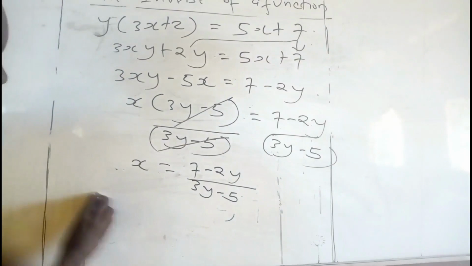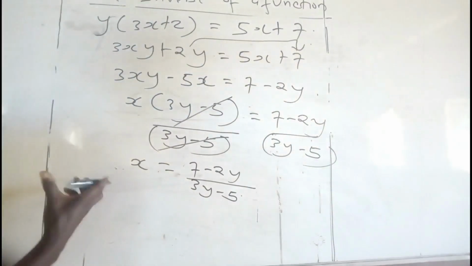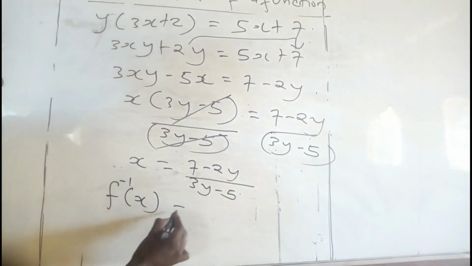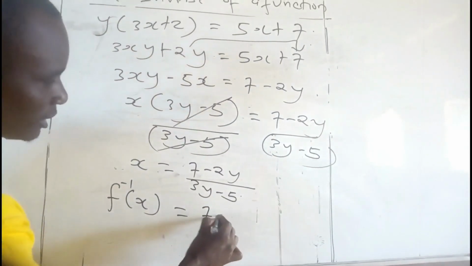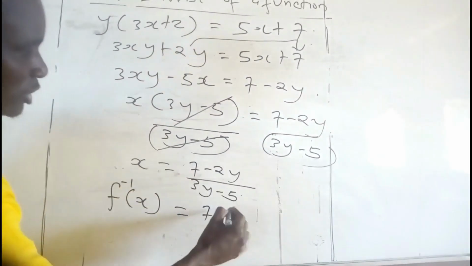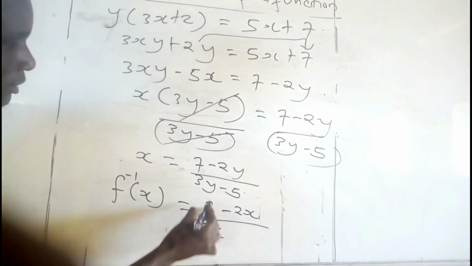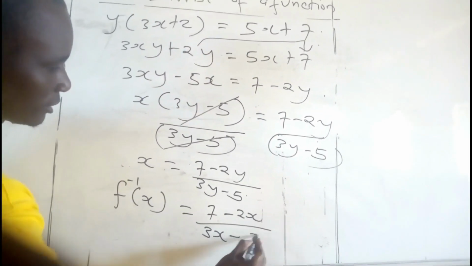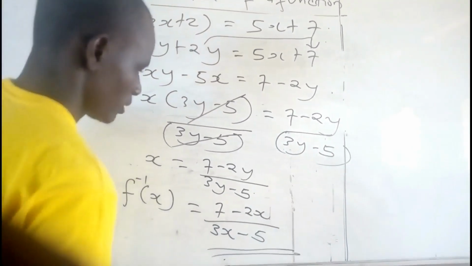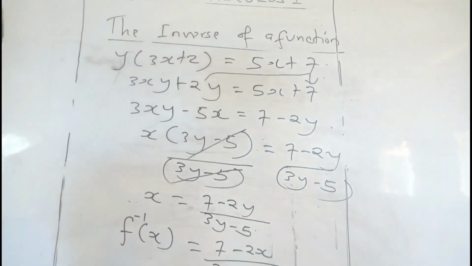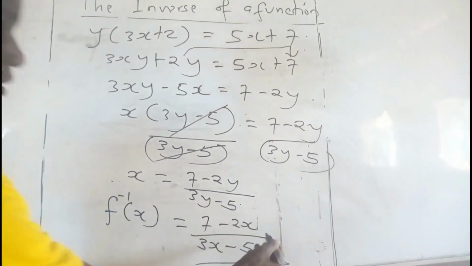Then you can now have the inverse as f inverse of x, which is equivalent to 7 minus, so wherever we have y, we change to x, which is 2x, and then 3x minus 5. So this one becomes our answer. Then that's the inverse.